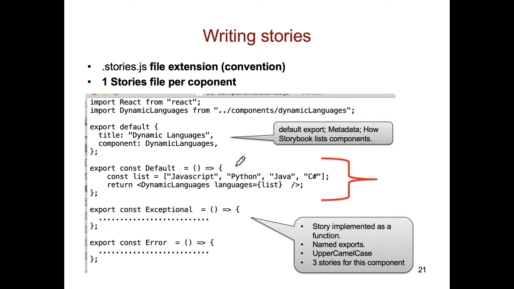Okay, but just purely from a stories point of view, you create your stories file. You've got to have as the default export the metadata for the related component. And then you've got to have a function, one function for each story implementation. And that function must return an instance of the component that the stories relate to.